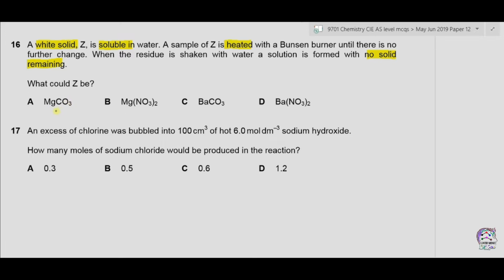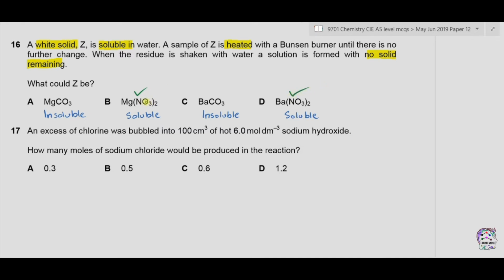First one is magnesium carbonate. Magnesium carbonate is insoluble in water. Magnesium nitrate is soluble, as all nitrates are soluble. Barium carbonate is insoluble. Barium nitrate is soluble. So therefore Z could be magnesium nitrate or barium nitrate.